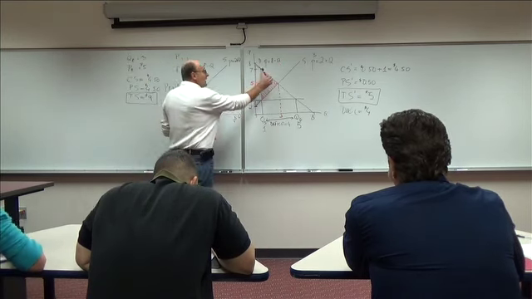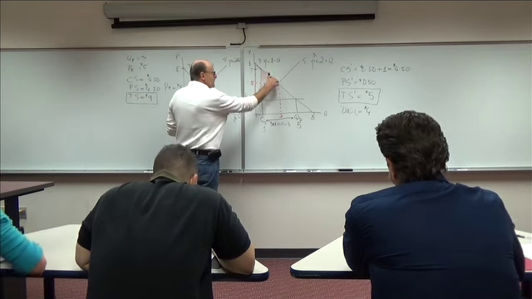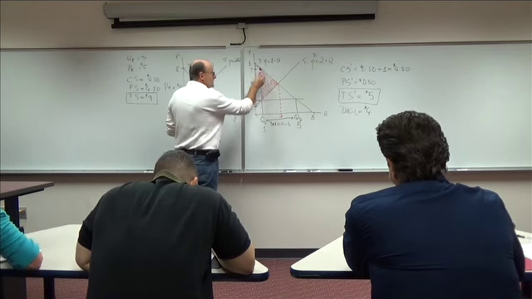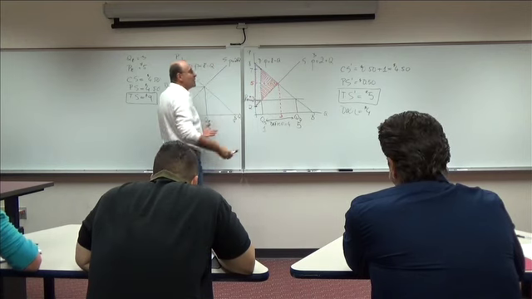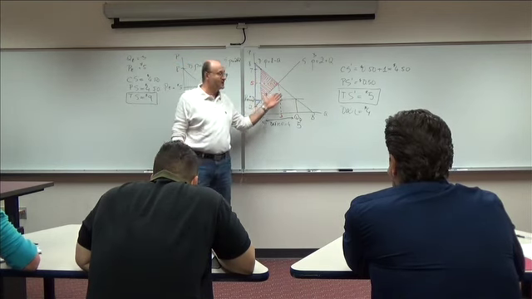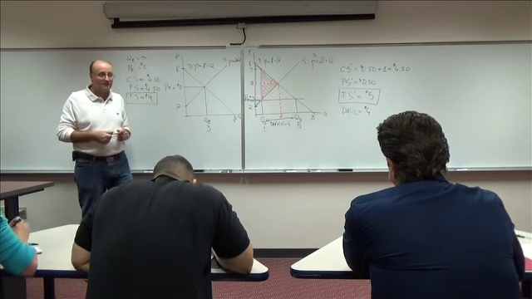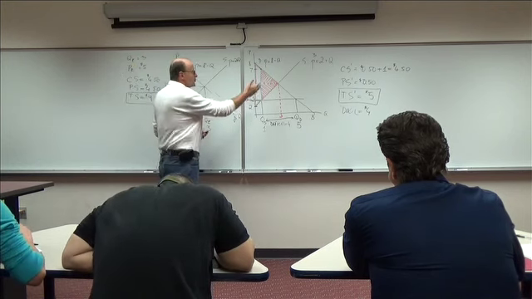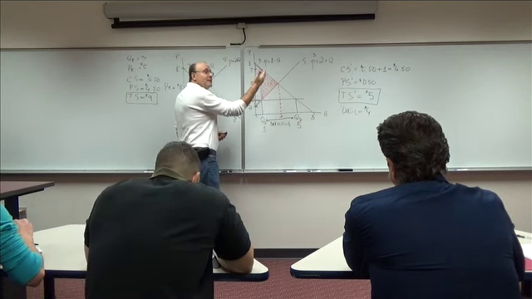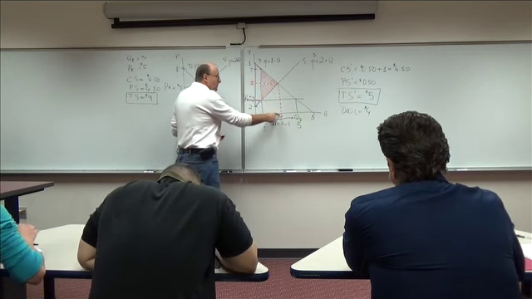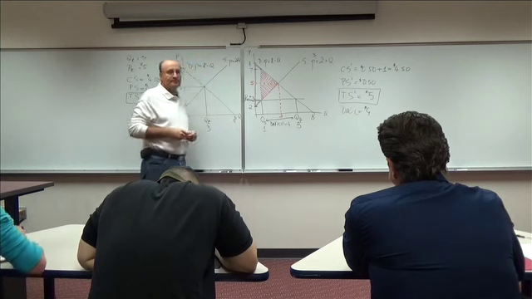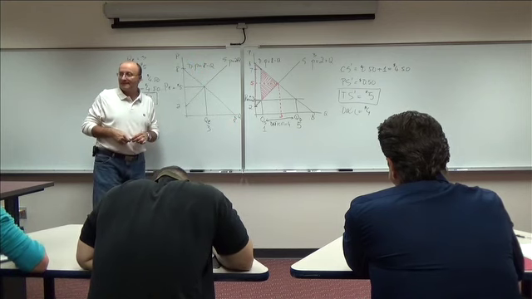So the shaded area, these 2 triangles combined, this large triangle basically, represents the deadweight loss of the price ceiling, of the policy, right? In other words, the combination of consumer and producer surplus that vanished as a result of decreased production. That makes sense?